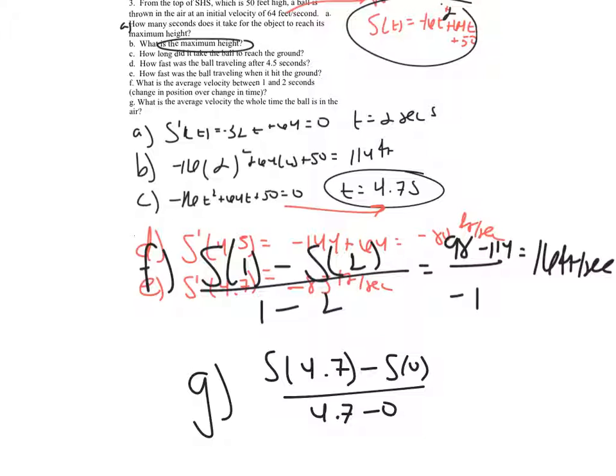So in this case, you can just do s of 4.7, which is going to be 0, because it's the ground, minus the initial height, because if you plug in 0, you get the initial height, over 4.7. So you end up with negative 50 divided by 4.7, which is negative 10.64 feet per second.